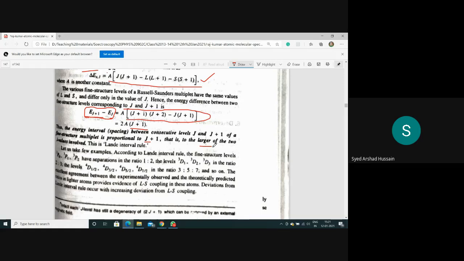According to this rule, the separation between two fine structure lines is proportional to the highest J value corresponding to these two lines. So now let us take one example, say 3p0, 3p1, 3p2.